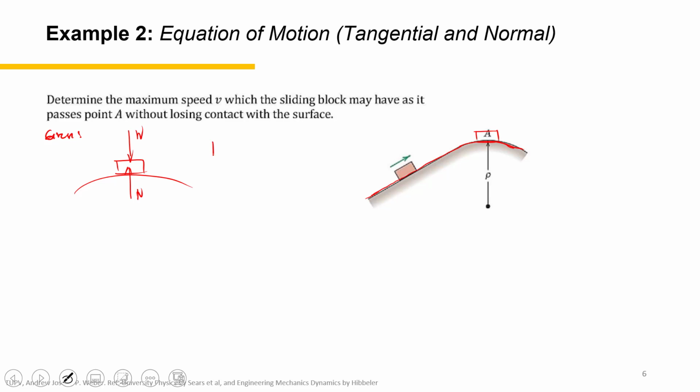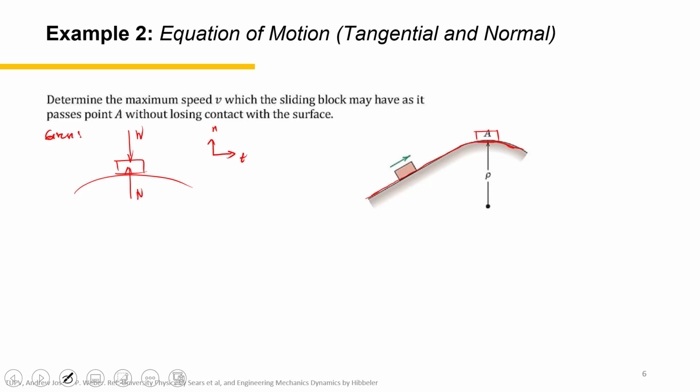So this should be our t, and this should be our normal axis. So these are all the forces that act on the body: the weight and the reaction normal force. There are no other forces. There is also no coefficient of static friction and coefficient of kinetic friction.